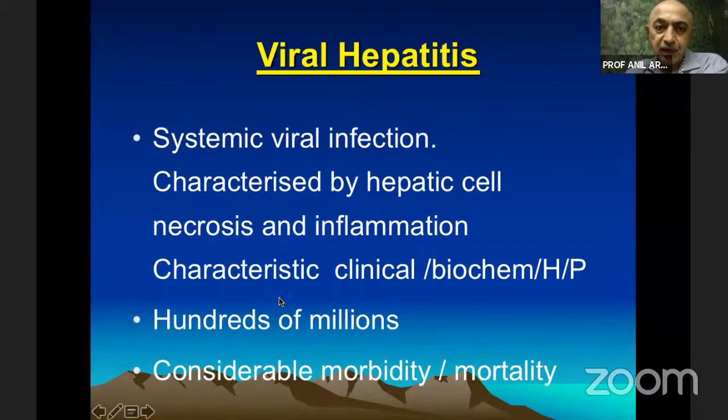Viral hepatitis is a systemic viral infection characterized by hepatic cell necrosis and inflammation. It has a classical, typical, and stereotypic picture, characterized by clinical, biochemical, and histopathological profile, affecting hundreds of millions of people all over the world, leading to considerable morbidity and mortality.